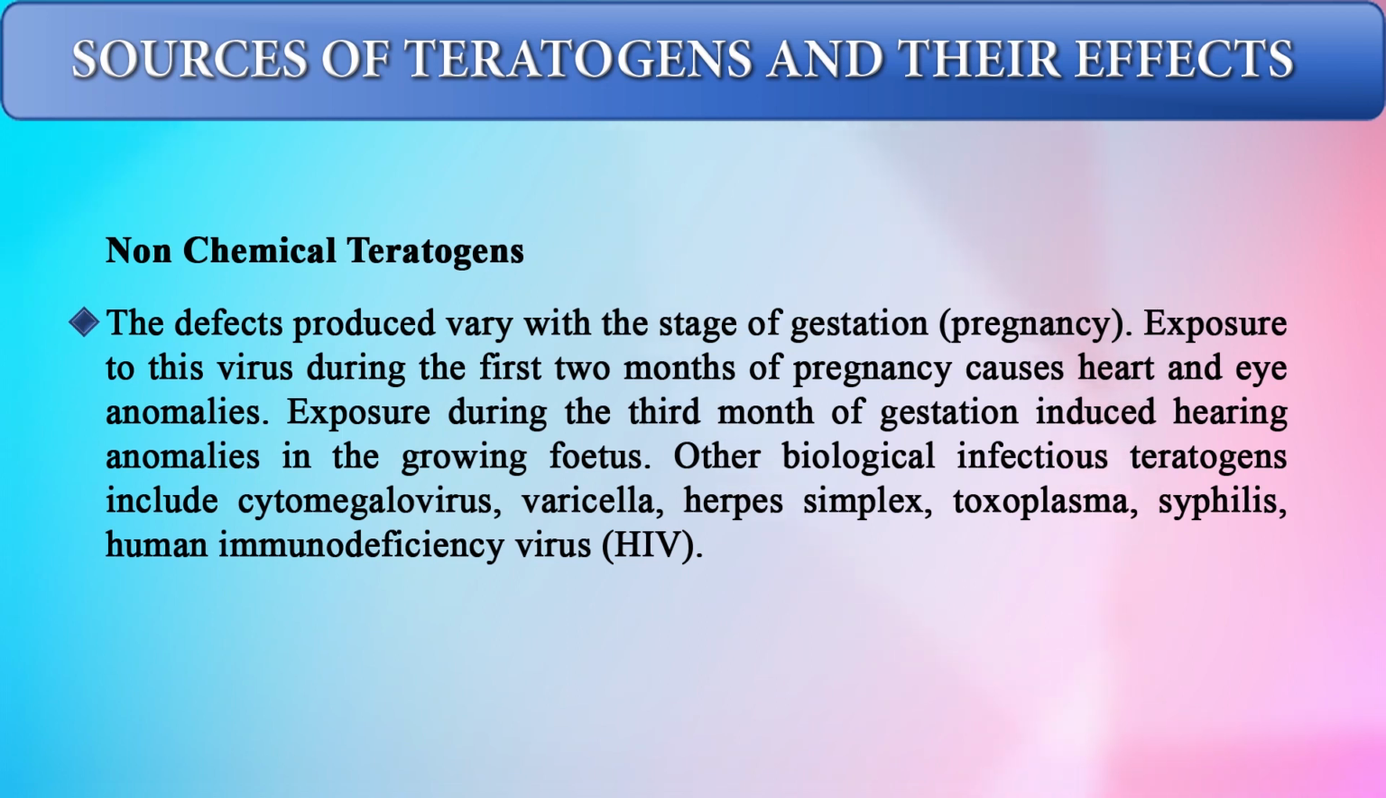Exposure to the virus, normally in the first 2 months of pregnancy, can cause heart and eye anomalies. Biological infections that act as teratogens can also include cytomegalovirus, varicella, herpes simplex, toxoplasma, syphilis and also HIV, the human immunodeficiency virus.